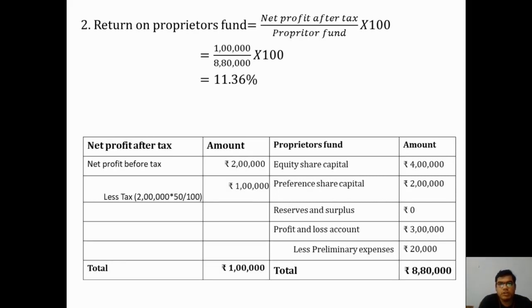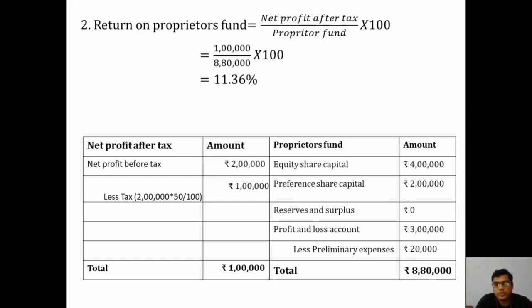Next is return on proprietor's fund. So the formula will be net profit after tax divided by proprietor's fund into 100. Net profit is 2 lakh. From that we subtract the tax, that is 2 lakh into 50% is 1 lakh. So the total net profit after tax will be 1 lakh rupees.